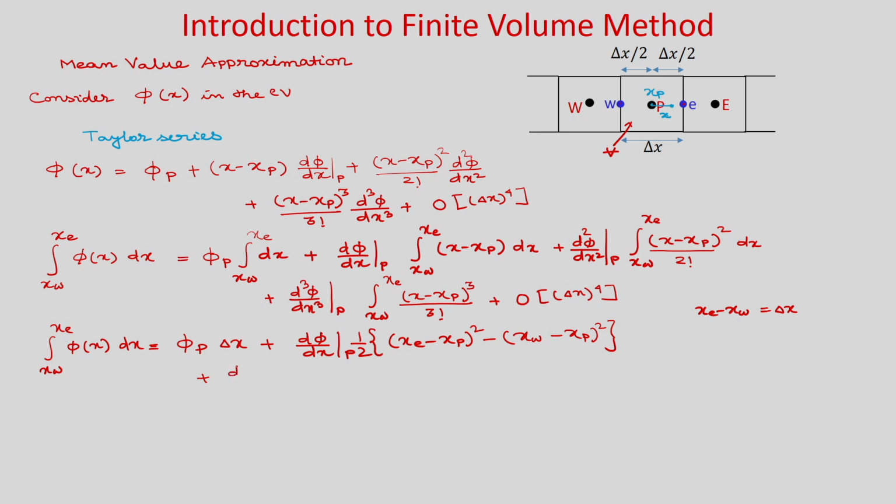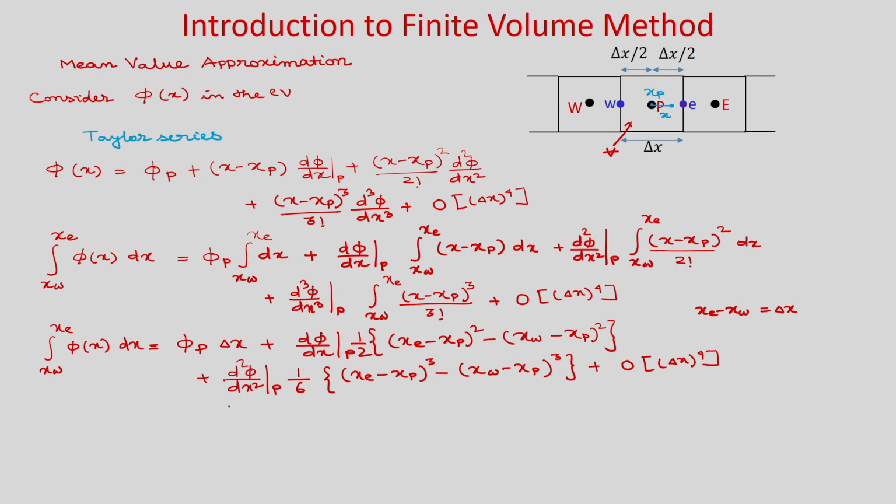Then you can write 1 by 6, d 2 phi by dx square at p, x e minus x p whole cube minus x w minus x p whole cube, since if you are integrating, it will be cube. And if you neglect the other terms, it will be order of delta x to the power 4.